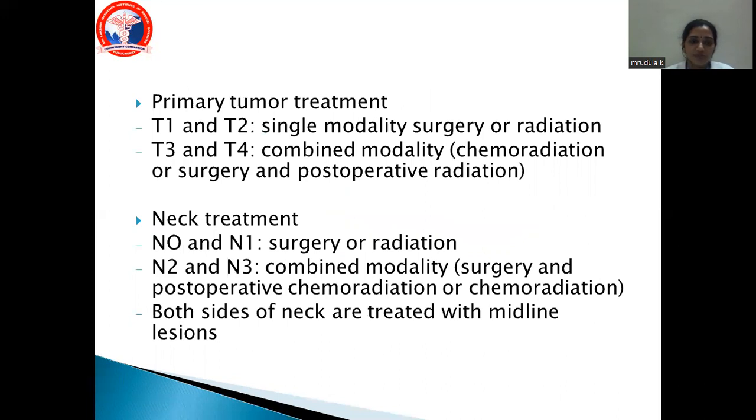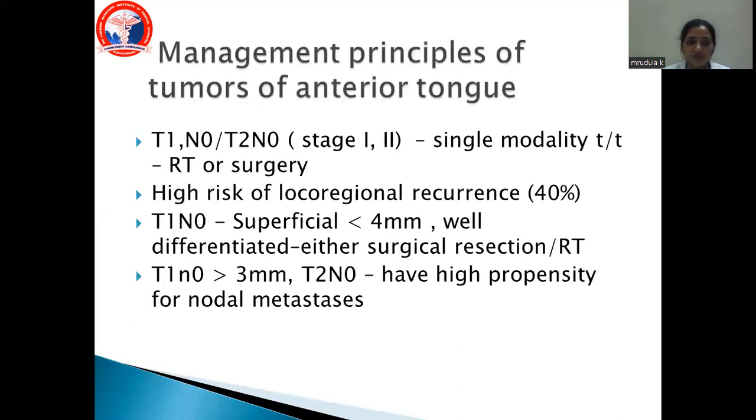So primary tumor treatment: T1 and T2, you can go for a single modality, surgery or radiation. T3, T4, you have to go for a combined modality, chemoradiation or surgery and post-op radiotherapy. Next, treatment of nodes: N0, N1 nodes, you can go for surgery or radiation. N2, N3 nodes, you can go for surgery with post-op chemoradiotherapy. Both sides of the neck are treated when there are midline lesions. So this is already discussed. High risk of local regional recurrence is present with single modality treatment.